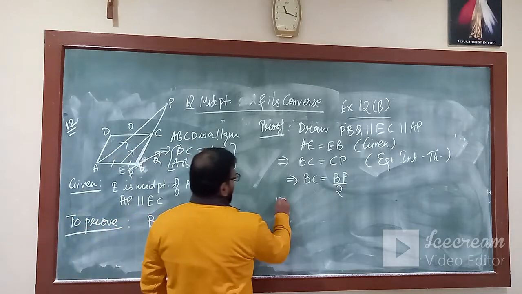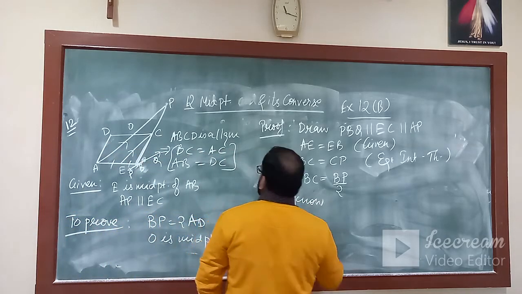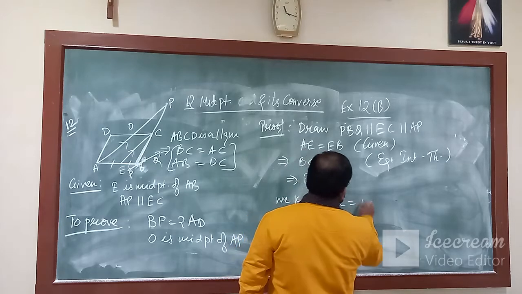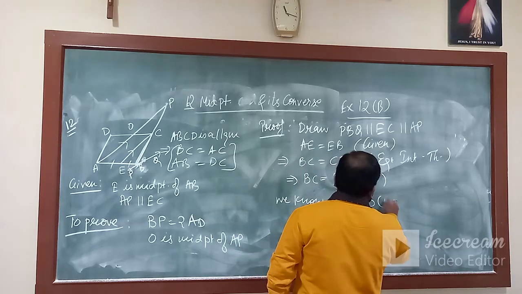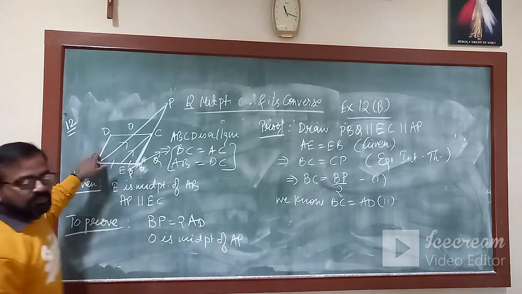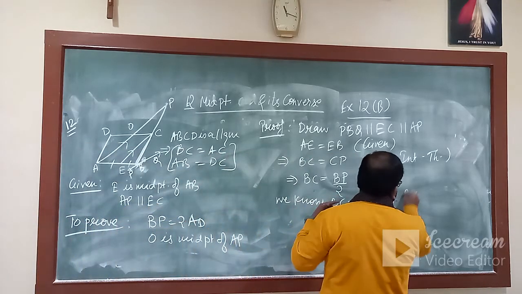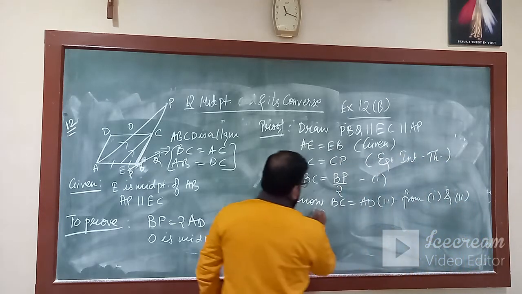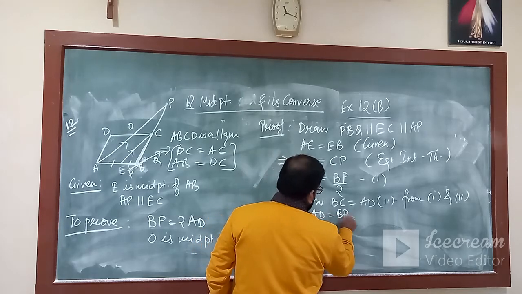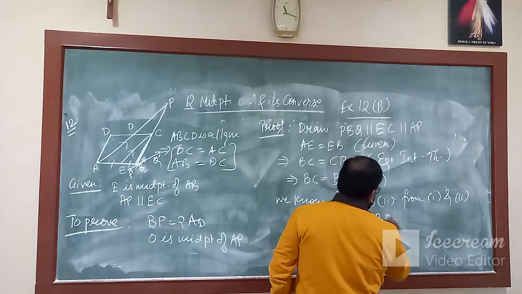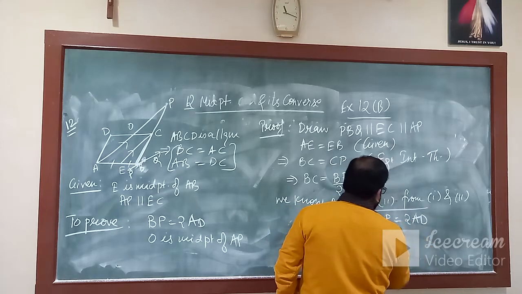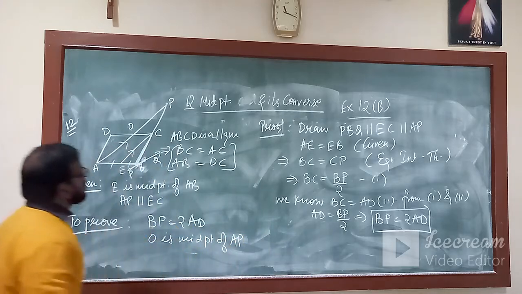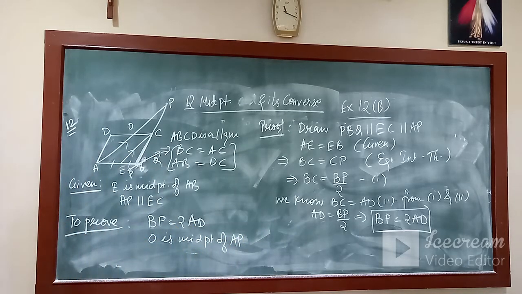Now we know that BC equal to AD, since they are the opposite sides, BC and AD are the opposite sides. So that means we can say from 1 and 2, what we came to know? AD equal to BP upon 2, or we can say BP equal to twice AD. Okay, so this is our first proof. Okay, so we have proved this.